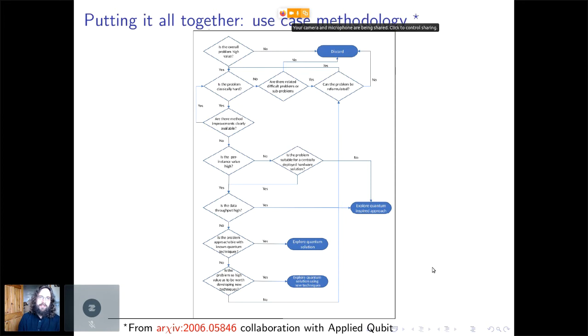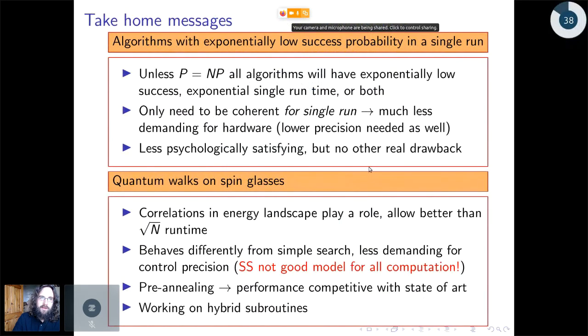Is the value per instance high enough? And if not, is there a way to make the solution central? Another important question: are you going to have to develop entirely new techniques to solve this problem? If so, is it worth developing those techniques? So with that, I think I'll conclude.